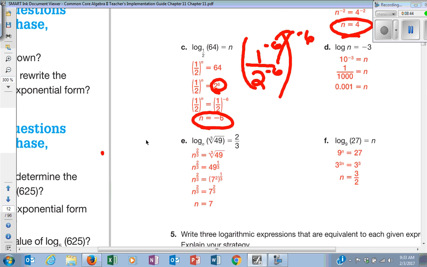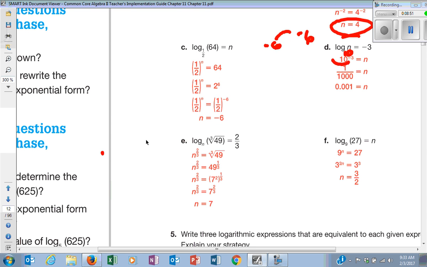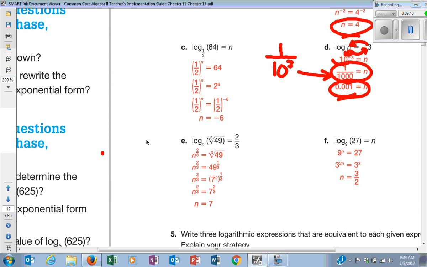Right here, all they do is, since they know, remember this is going to be my common log, which means just the one we use commonly. And it's a base 10, so 10 to the negative third equals n. And then they actually just take 10 to the negative third. That sends it down to the denominator, so I have 1 over 10 to the third. When you do 10 to the third, you get 1,000. And as a decimal, it would be that. I would accept this answer also, just so you know.